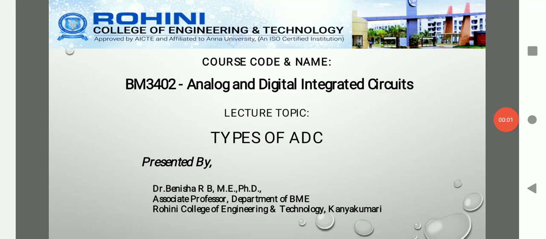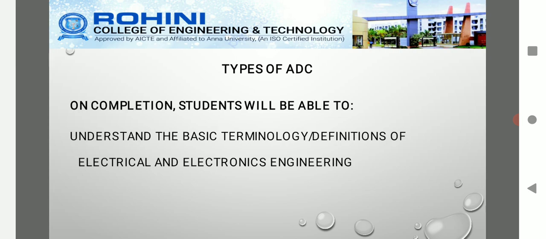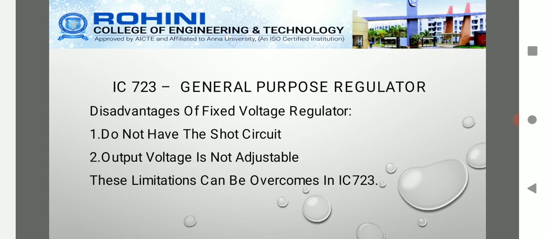In this video we are going to discuss the types of ADC. On completion of this topic, students will be able to understand the basic terminology and definitions of electrical and electronics engineering in analog to digital converter. So here we can see about the general purpose regulator. Before that we can see about the key features of this analog to digital converter.